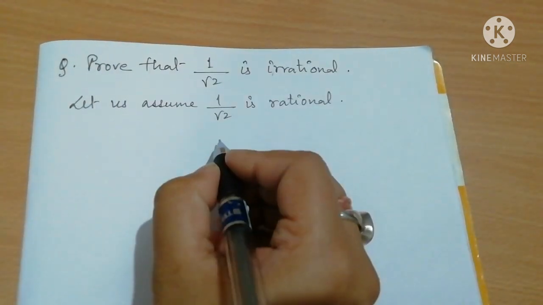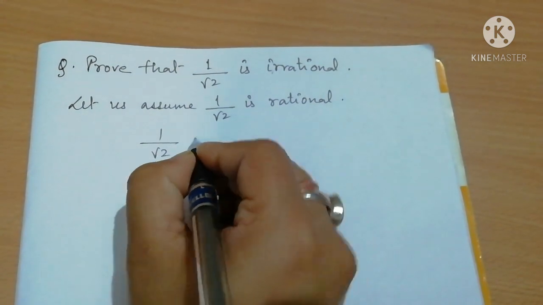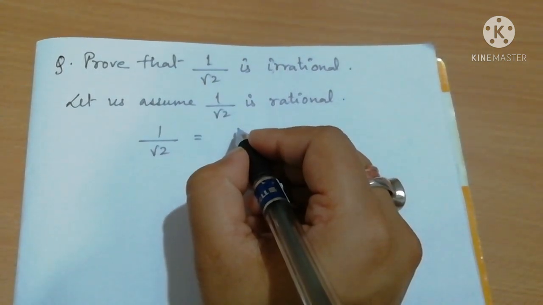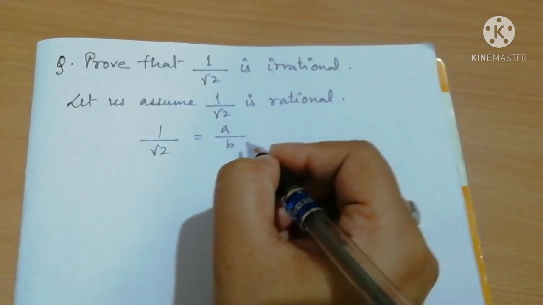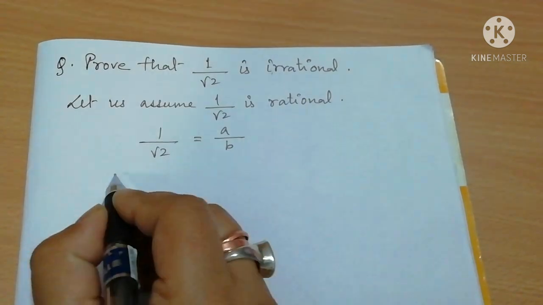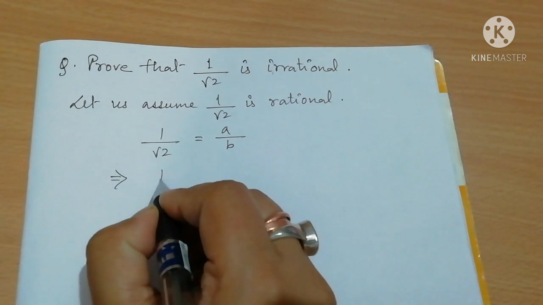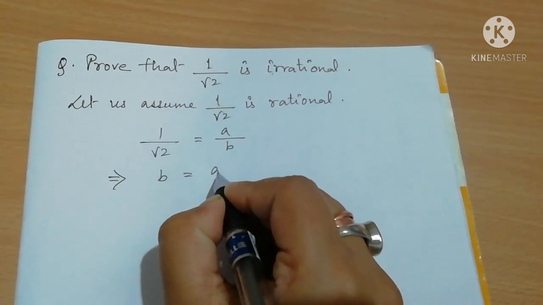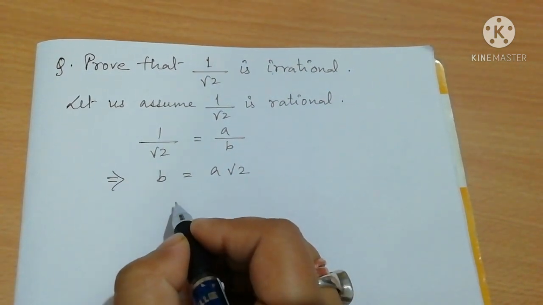So if 1 by root 2 is rational, as we have assumed, we can write 1 by root 2 equal to a by b or p by q, anything. Let us write a by b here. Then we'll cross multiply, so we'll get b equal to a root 2. So b equal to a root 2.